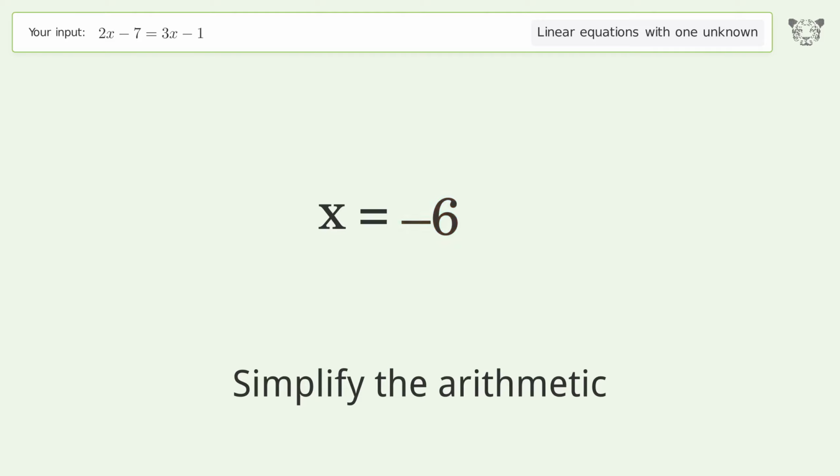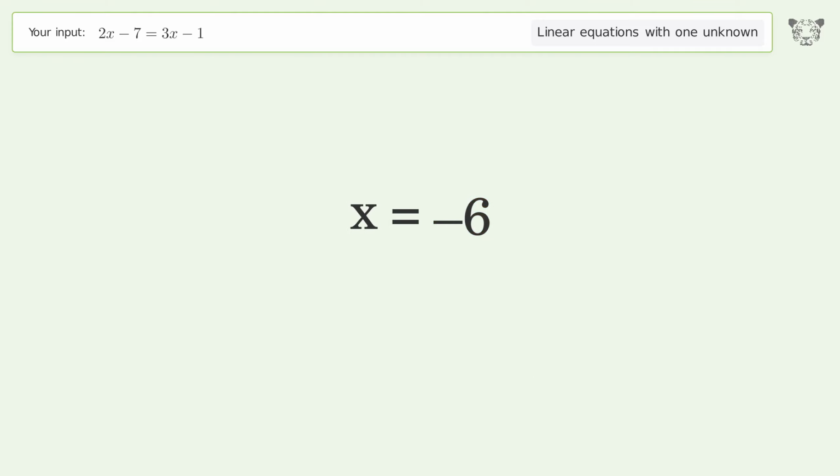And so the final result is x equals negative 6.